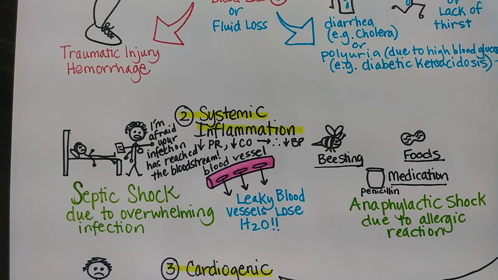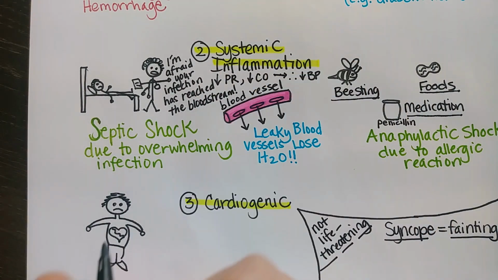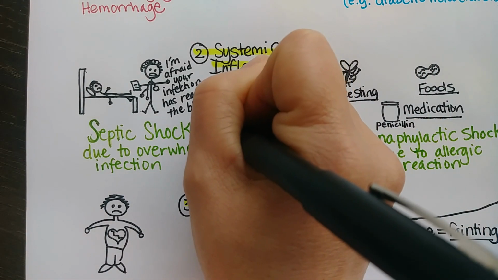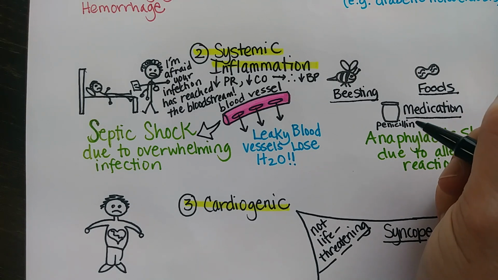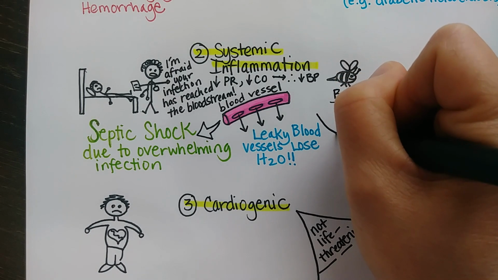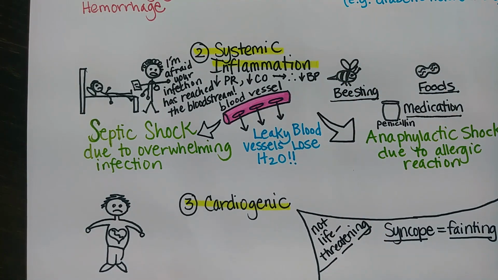Okay, so now let's go on to cardiogenic. And I want to put a couple more arrows on here. So systemic inflammation could lead to septic shock if it's bacterial, or anaphylactic if it is an allergic reaction.